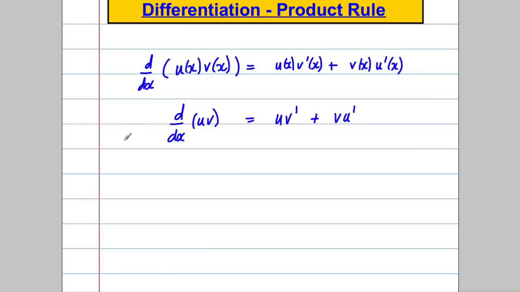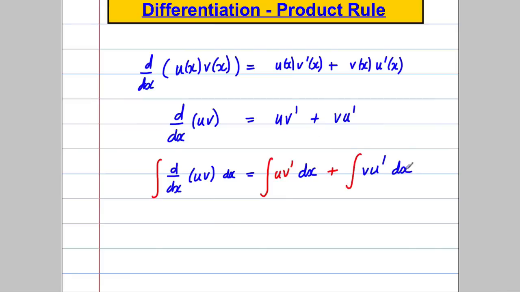Now suppose I integrated both sides. So I integrated d by dx of uv with respect to x, and I integrated u v dashed with respect to x, and I integrated v u dashed with respect to x. Then this would hold true because I can integrate both sides. But the key thing here is integrating after you've differentiated something just undoes the process of differentiation. So because integration and differentiation are opposite processes, this is just going to be uv. So u multiplied by v is going to be the integral of u v dashed with respect to x plus the integral of v u dashed with respect to x.